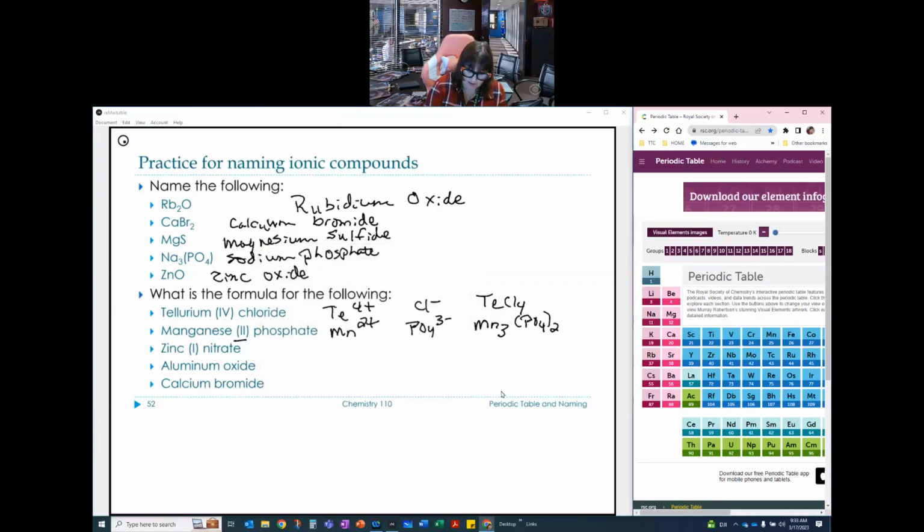Sorry. My zinc 1 nitrate. Zinc 1 is a Zn plus. Nitrate is one of those common polyatomic ions. That's an NO3 minus. So that's ZnNO3.